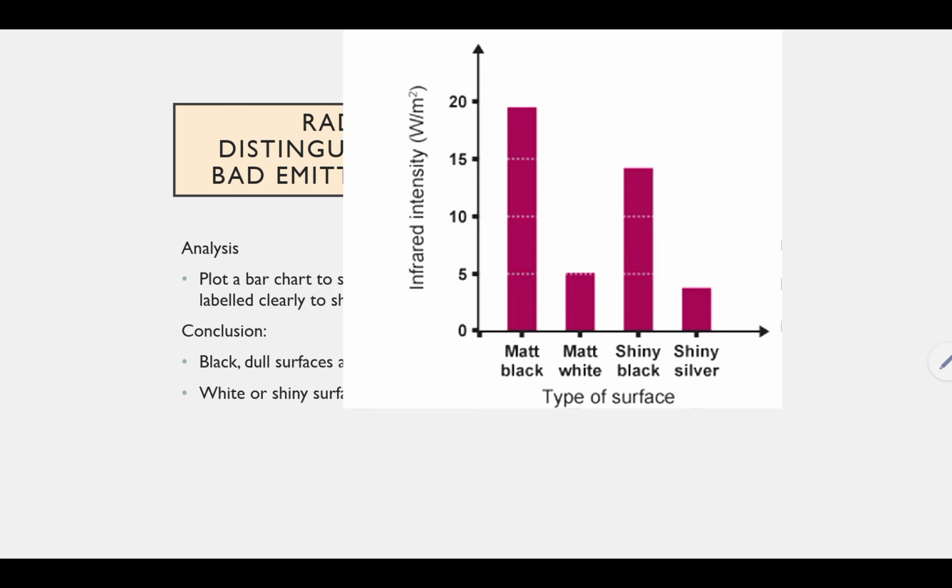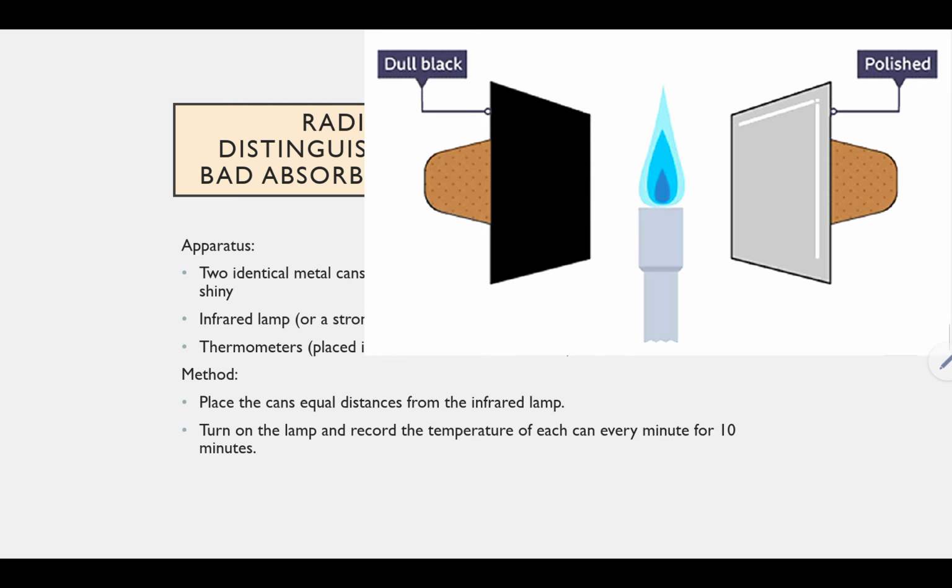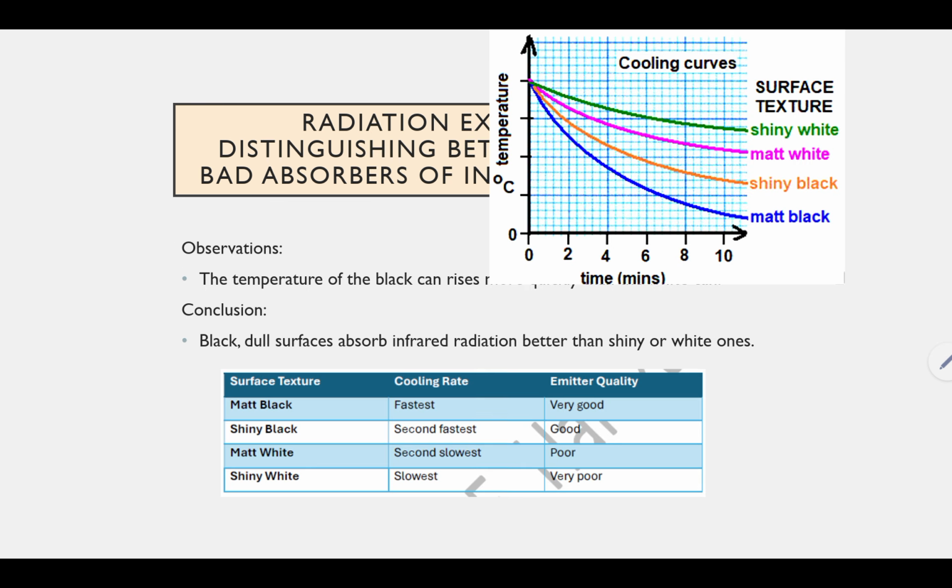Okay. This is the same experiment. Here's a cooling curve. As we can see again, no matter what temperature I started with, the shiny white one is the one that will lose the least thermal energy, and the matte and black will lose the most energy.